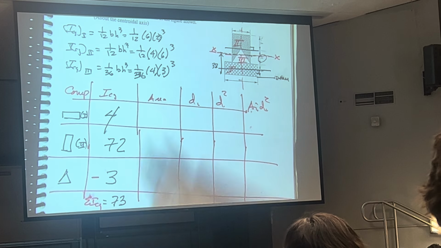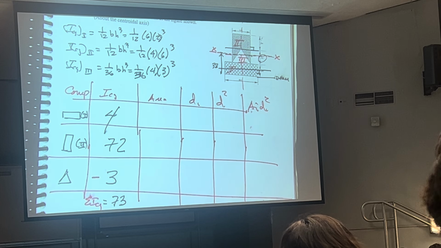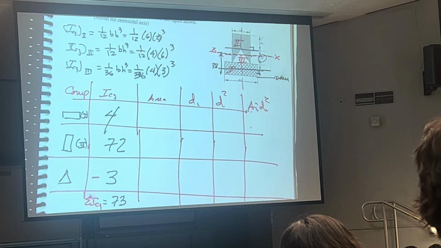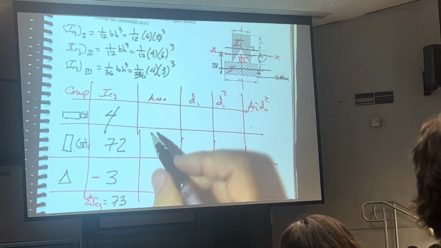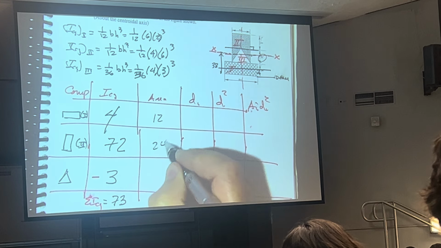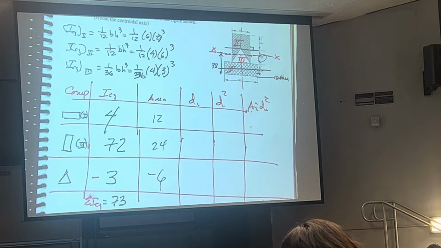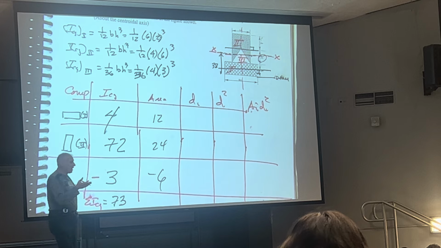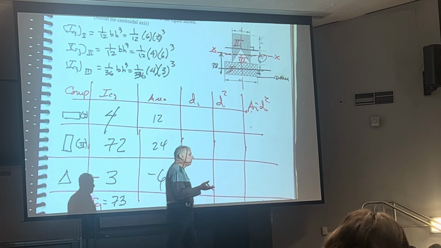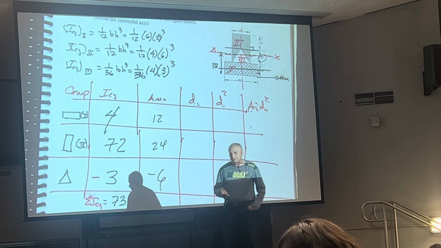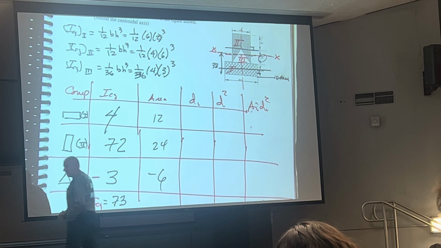Now, area, we already know what the area is. From the centroid, I'm going to copy paste. Those were 12, 24, minus 6. If you don't believe me, go back to the centroid calculation and check it out, because those were the areas we got. Okay? Now I need the DIs.